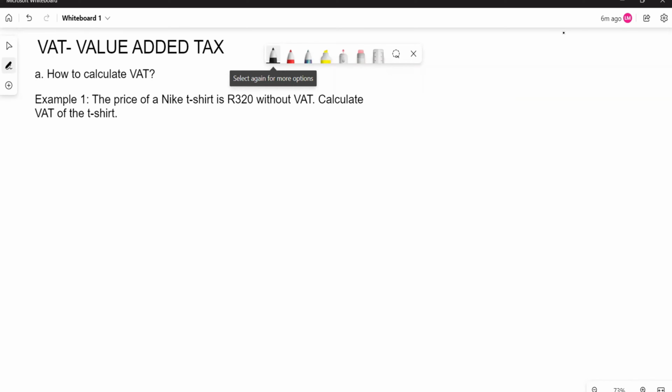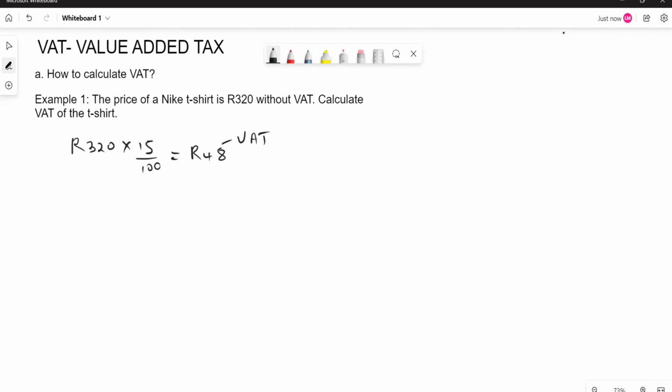So this is the first example. The price of a Nike t-shirt is 320 rands without VAT. Calculate the VAT of the t-shirt. One of the things to remember is that VAT is currently 15%. So if you're going to calculate VAT for 320, it's going to be your 320 rands times 15 out of 100, which gives you 48 rands. So these 48 rands are going to be your VAT.